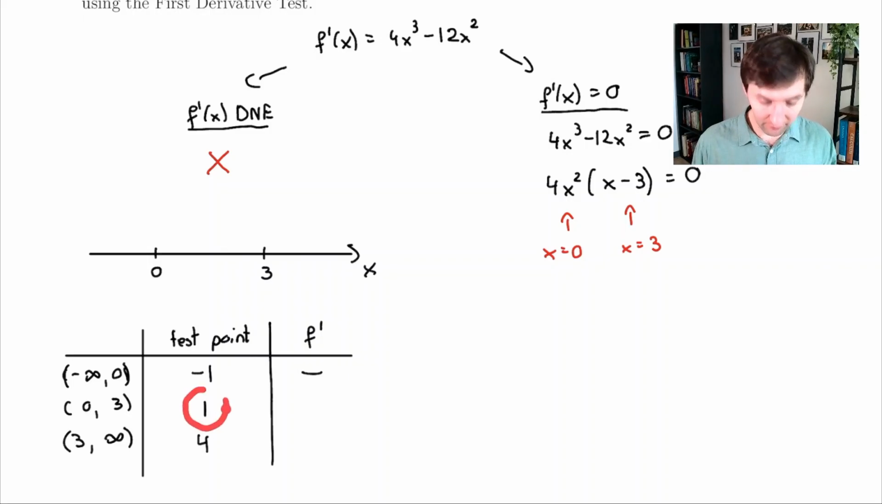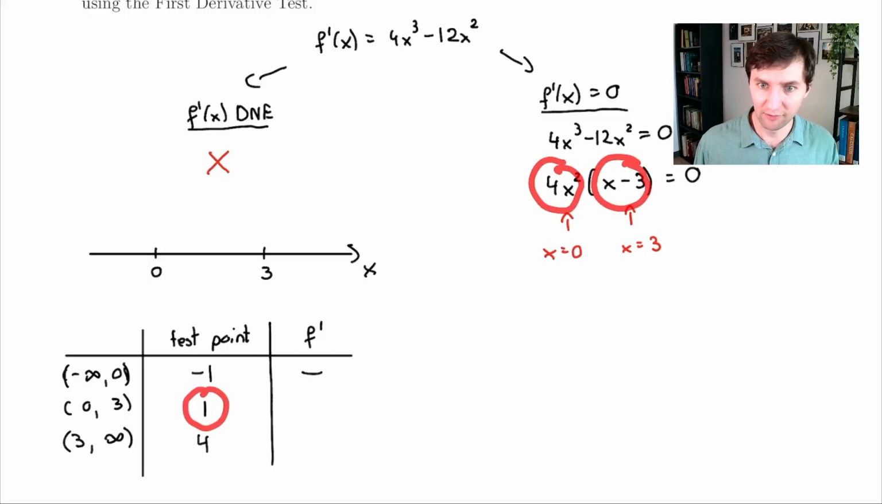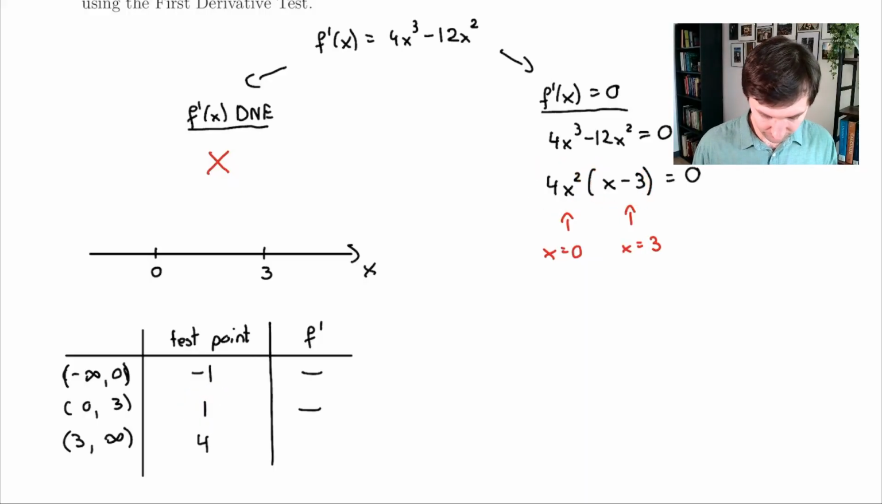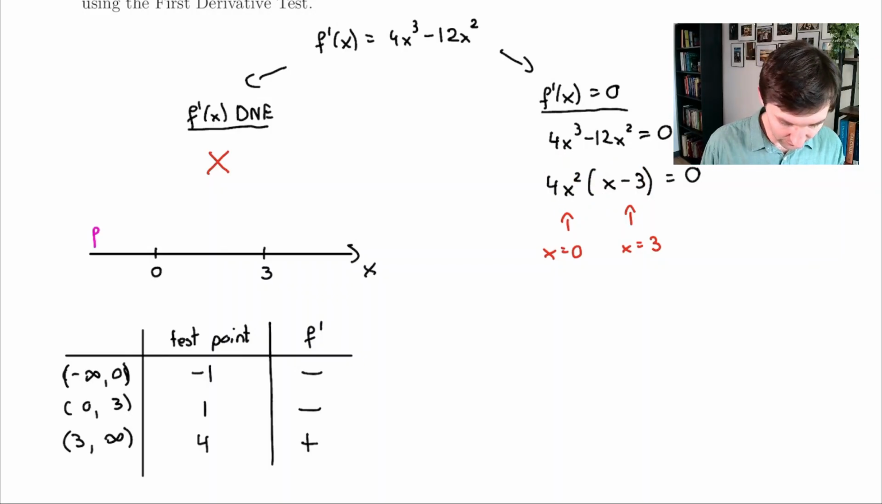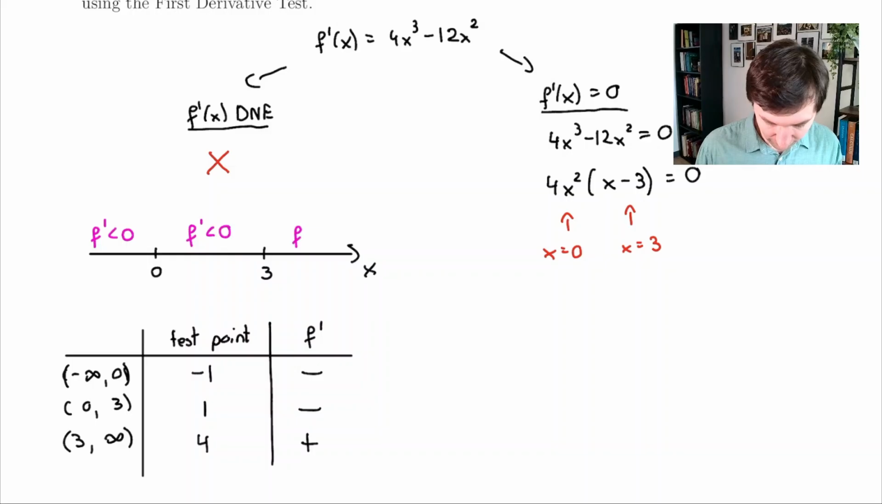When I use 1 and I plug it in to the derivative, I will get positive number times a negative number. That gives me a negative number. When I plug in 4, I will get positive number times a positive number, which gives me a positive number. In the first interval, the derivative is negative. In the second interval, the derivative is negative. In the last interval, the derivative is positive.